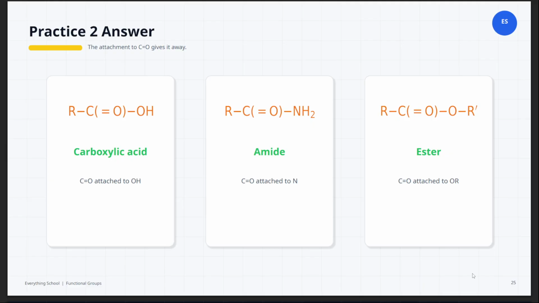Here are the answers. The carboxylic acid has a carbonyl carbon attached to an oxygen-hydrogen group. The amide has a carbonyl carbon attached to nitrogen. The ester has a carbonyl carbon attached to oxygen, and that oxygen is attached to another carbon group. The important part is that all three contain a carbonyl, so carbonyl alone is not the final answer. The group attached to the carbonyl carbon is what separates them.